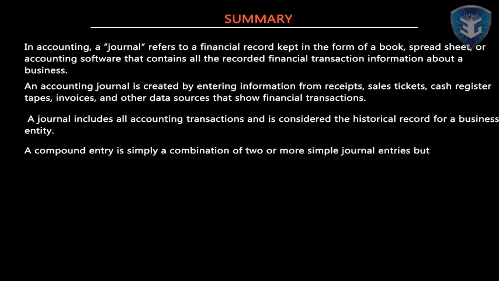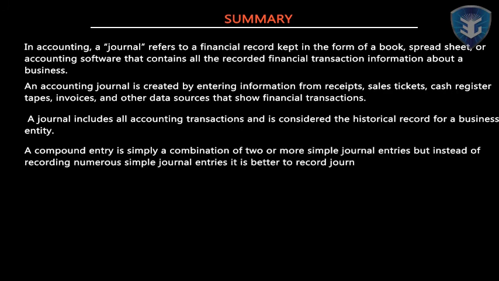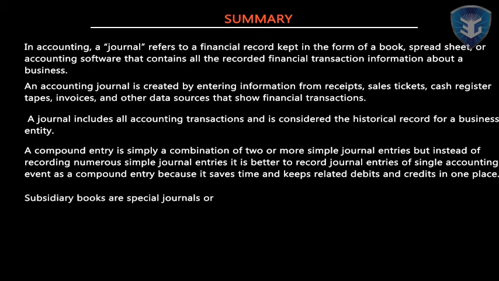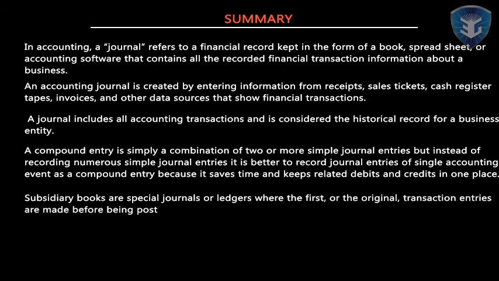A compound entry is simply a combination of two or more simple journal entries. Instead of recording numerous simple journal entries, it is better to record journal entries of a single accounting event as a compound entry because it saves time and keeps related debits and credits in one place. Subsidiary books are special journals or ledgers where the first or original transaction entries are made before being posted in the respective accounts.